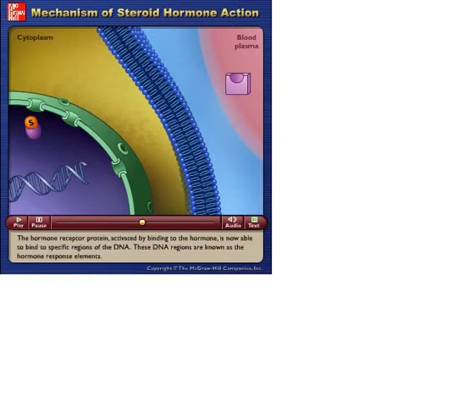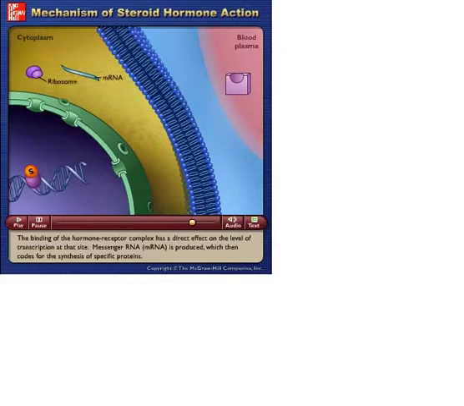The hormone receptor protein, activated by binding to the hormone, is now able to bind to specific regions of the DNA. These DNA regions are known as the hormone response elements. The binding of the hormone-receptor complex has a direct effect on the level of transcription at that site. Messenger RNA, mRNA, is produced, which then codes for the synthesis of specific proteins.